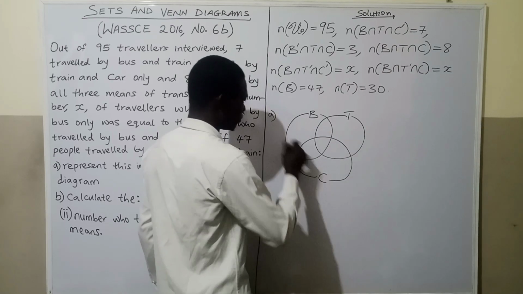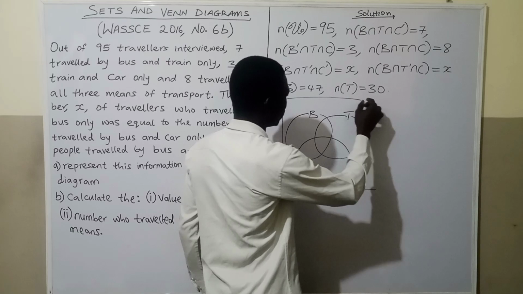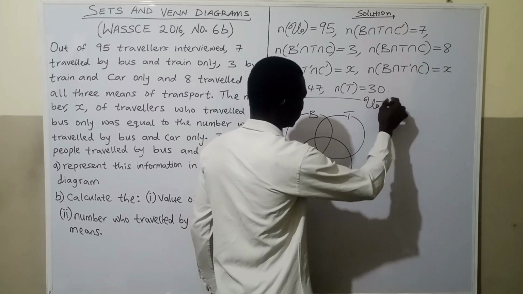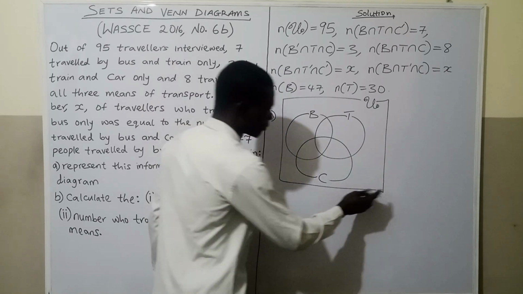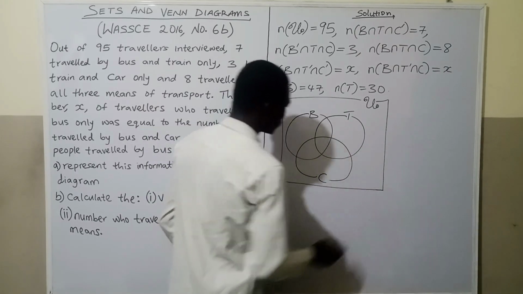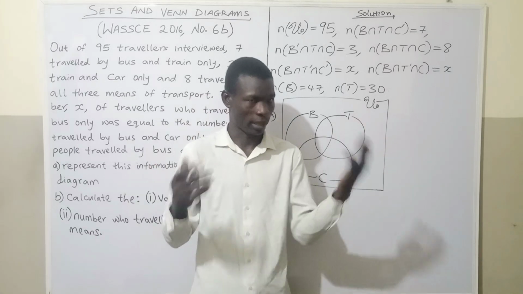By car, and that's going to be C. And of course, our rectangular enclosure, which represents the universal set, comes in like this. So we have this. Now we'll start from the inside out, the innermost, like I always do.